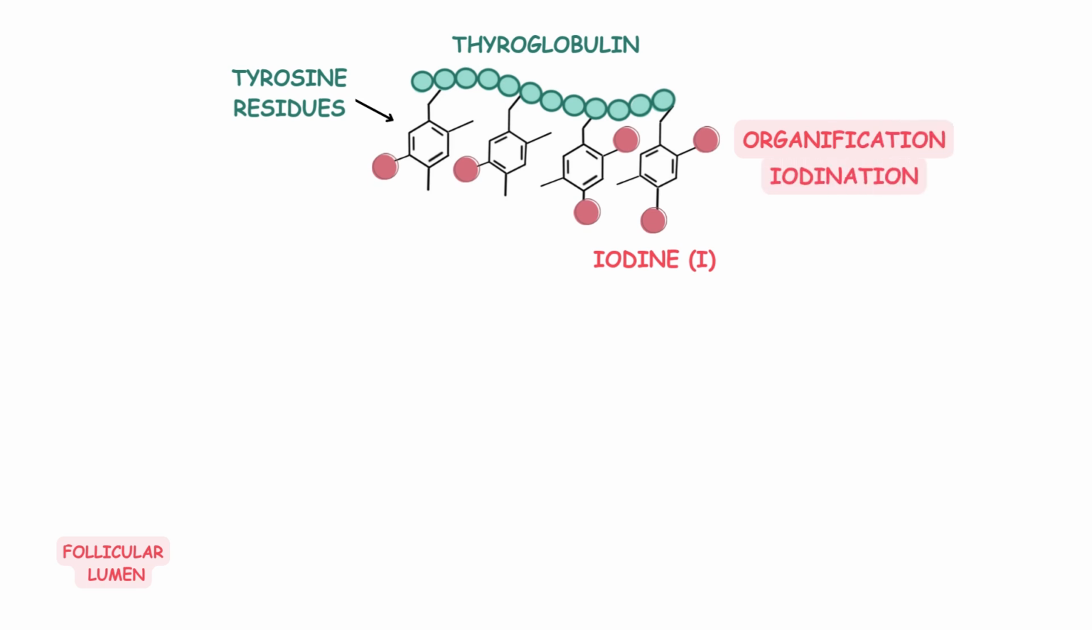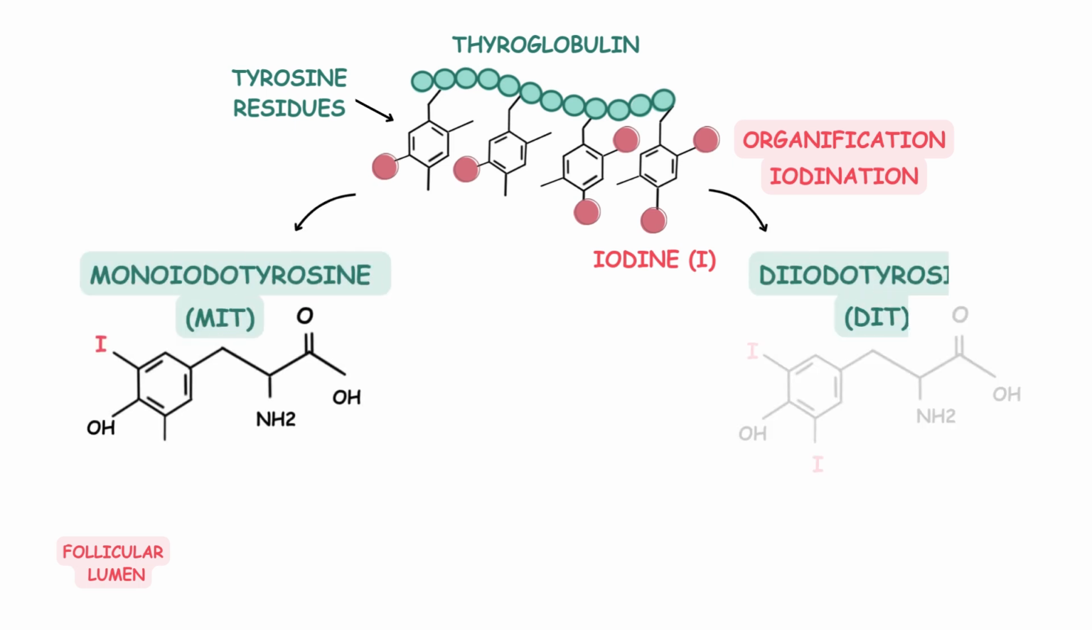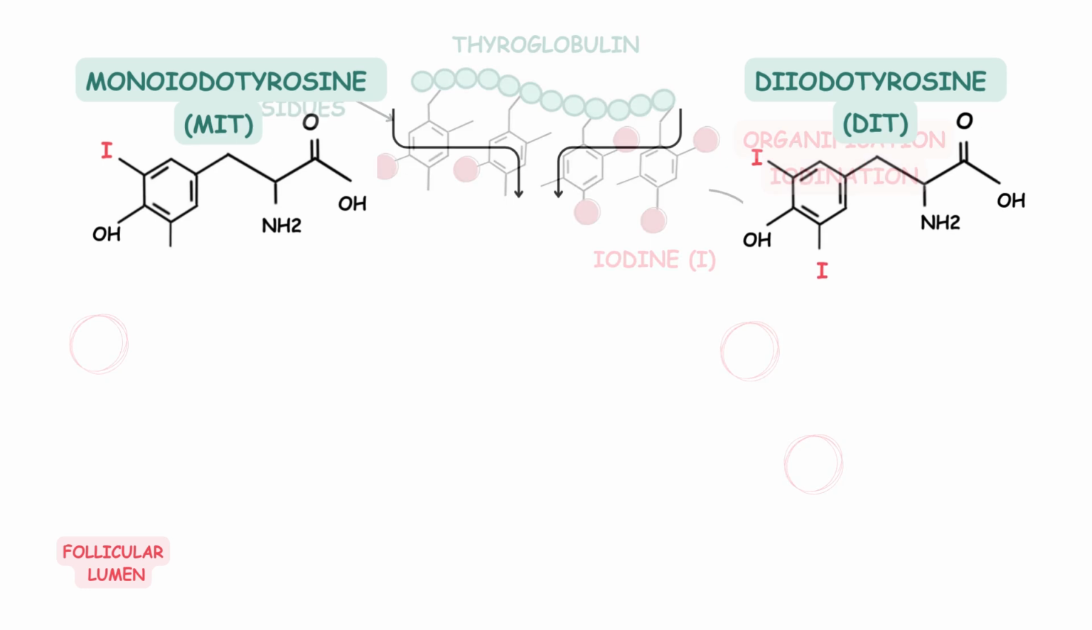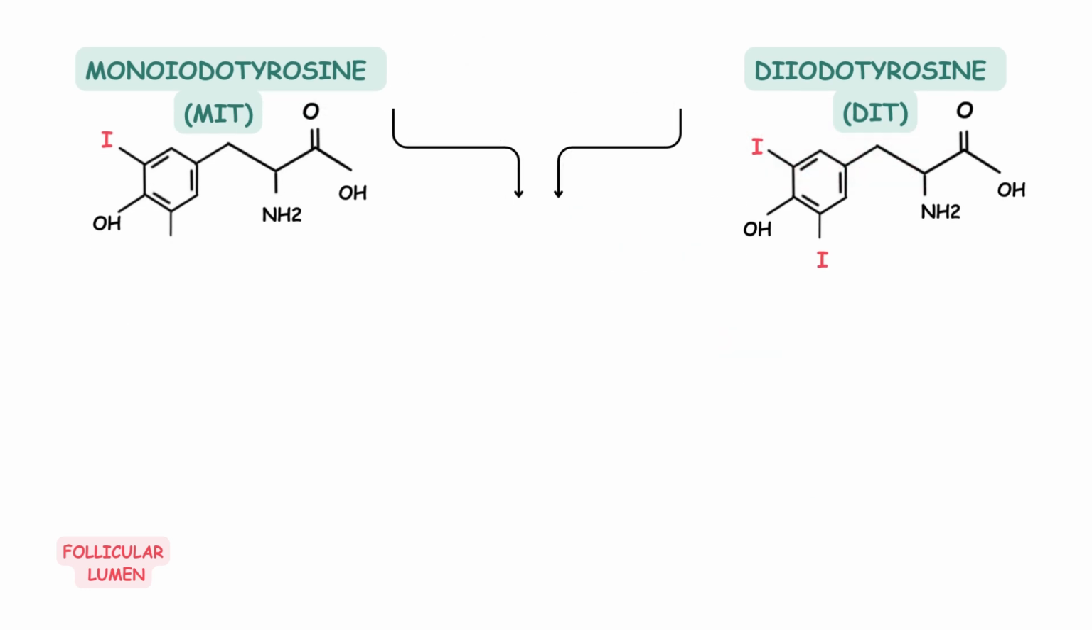This process results in the formation of monoiodotyrosine and diiodotyrosine, depending on whether one or two molecules of iodine attach to the tyrosine residues. These molecules are then coupled together by the enzyme thyroid peroxidase. This process is known as coupling.